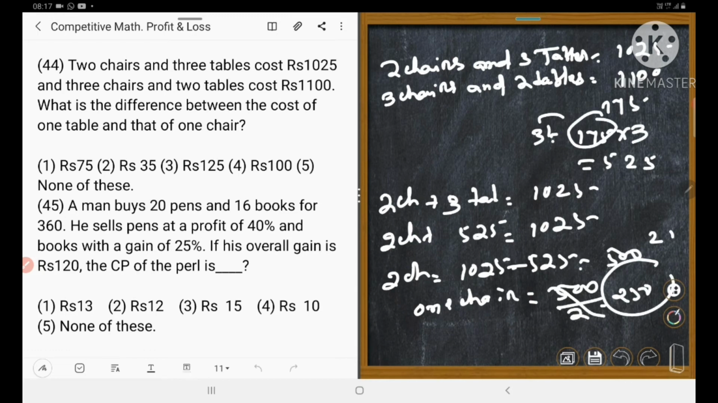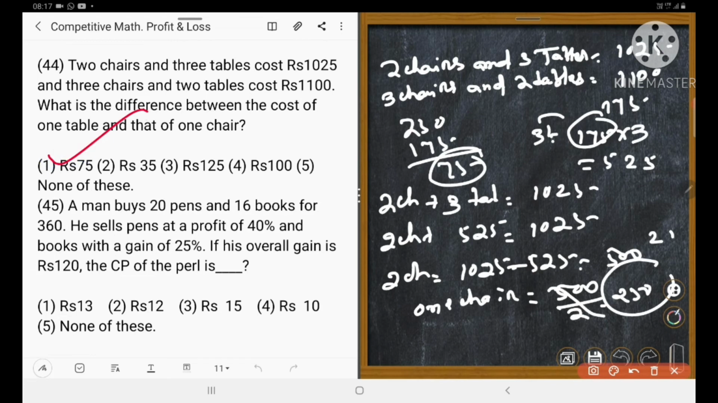The difference is 250 minus 175 is equal to how many? 75. So which is the correct answer? Tell me. Number 1 is the correct answer.